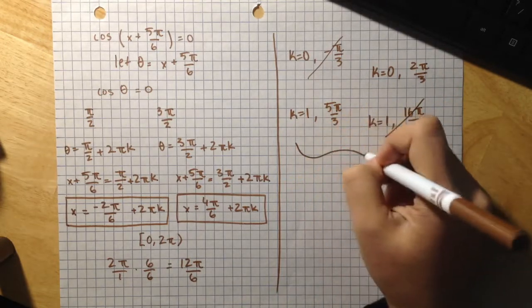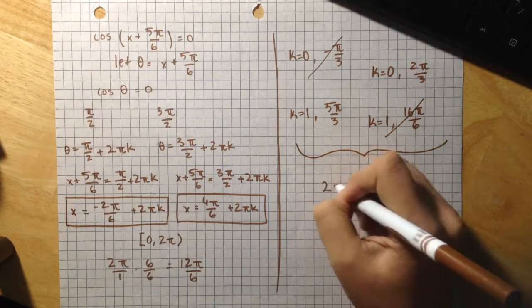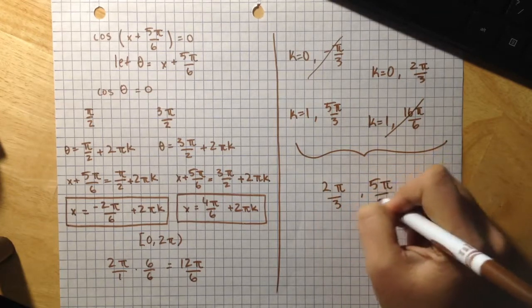So when they ask us to list those solutions which are on the unit circle for this equation, we get 2π/3 and 5π/3.